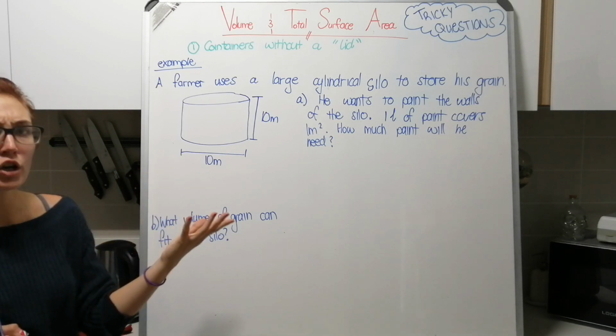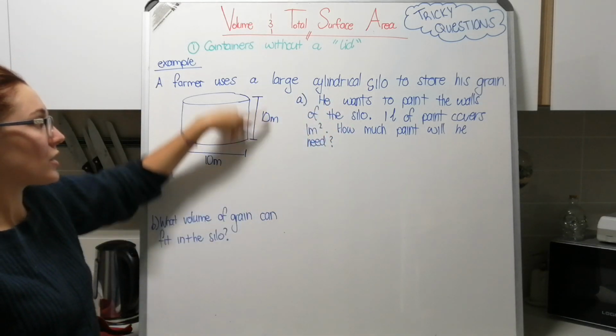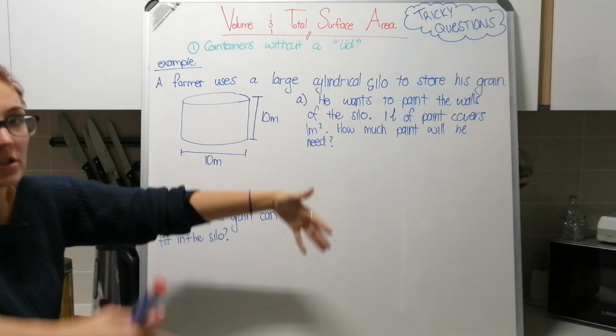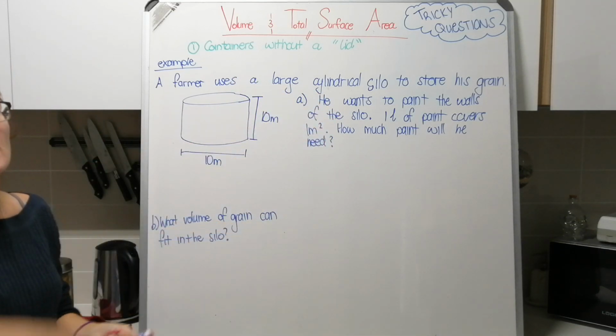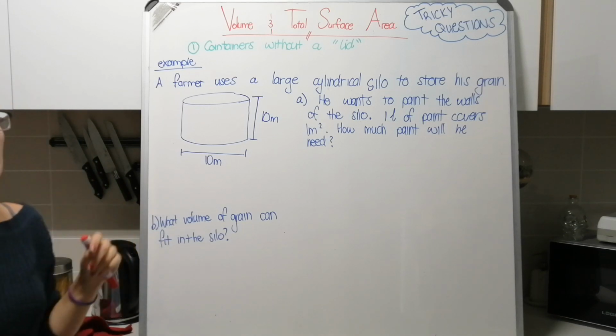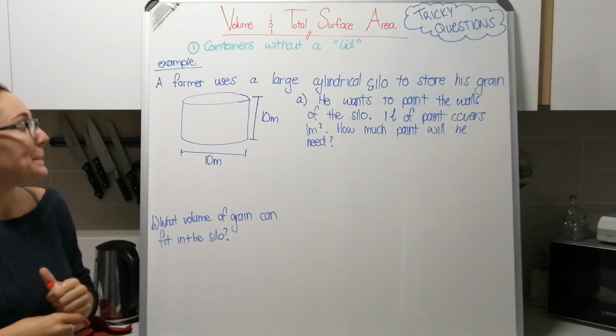Now, for those of you that don't know, a silo is basically a huge cylindrical structure made out of bricks. You can see it's 10 meters across and 10 meters high. They're actually normally larger than that. Normally, you'll see them on farms. Farmers keep grain and mealies and cow feed and all that sort of thing in them.